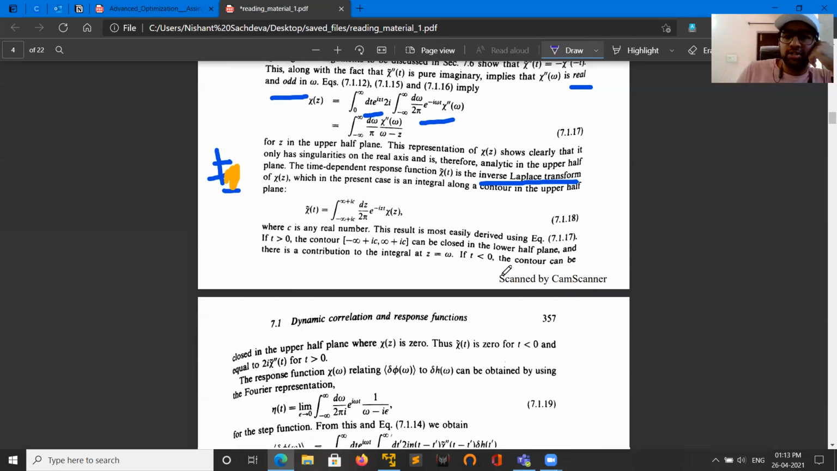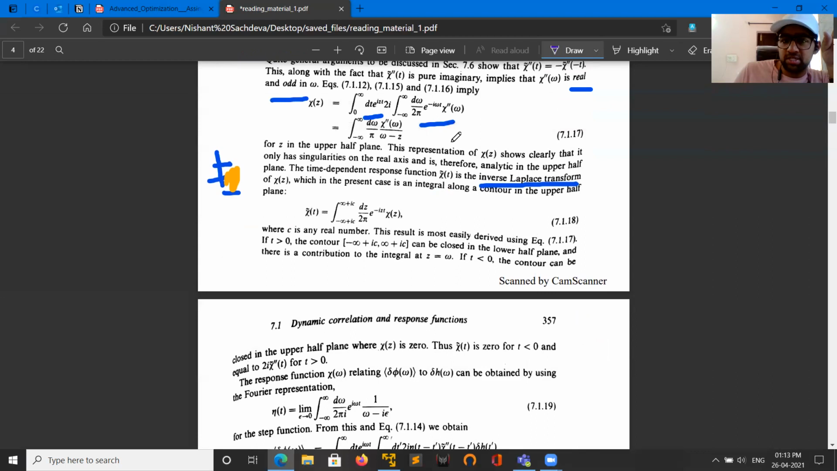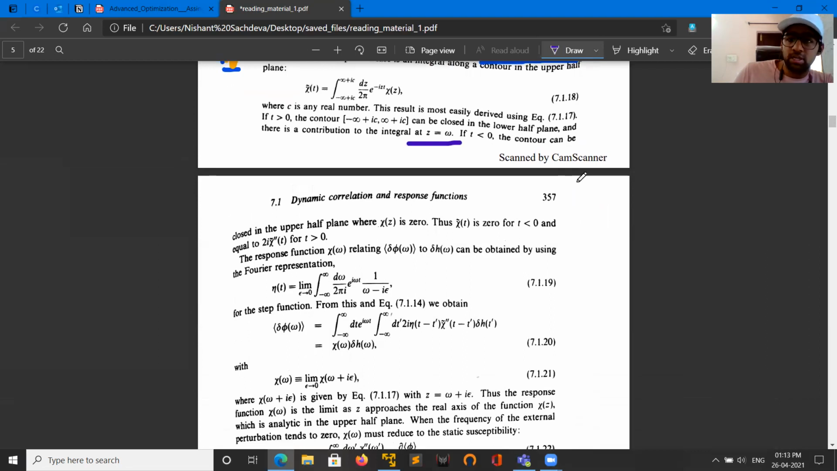Okay. So the result is most easily derived using equation 7.1.7. If t is bigger than 0, the contour can be closed in the lower half plane, and there's a contribution to the integral at z equals ω. If t is less than 0, the contour can be closed in the upper half plane. Note again, if t is bigger than 0, the contour is closed in the lower half plane. If it's less than 0, the contour is closed in the upper half plane. Thus, χ̃(t) is 0 for t less than 0 and is equal to 2i χ''(t) for t bigger than 0.